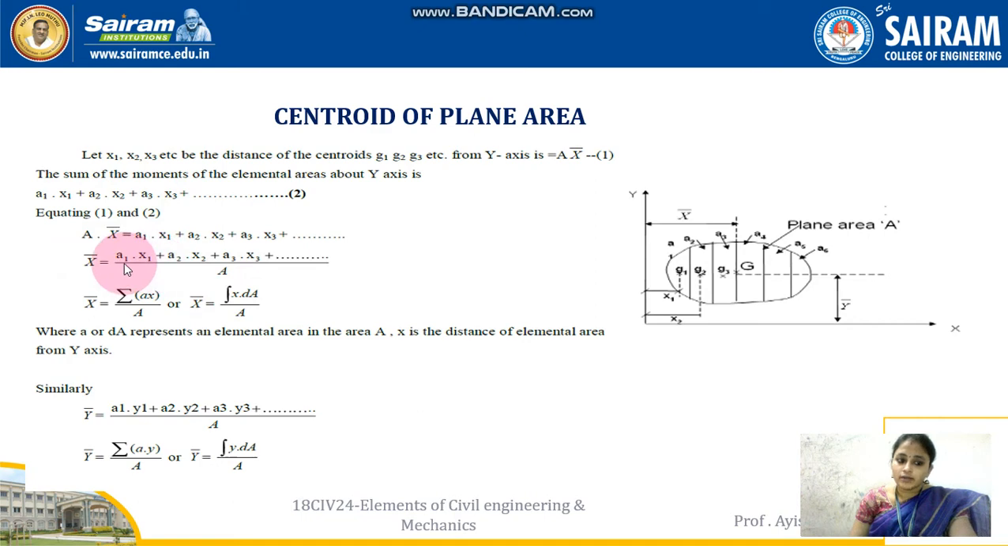A1 x1 plus A2 x2 and so on is nothing but the summation of Ax. So finally x bar is equal to summation of Ax divided by A. This is what you will be using for finding the centroid for all types of figures. And if you want it in terms of integration, x bar will become the integral of x dA divided by A, because x dA means the moment of a small element at a distance x.